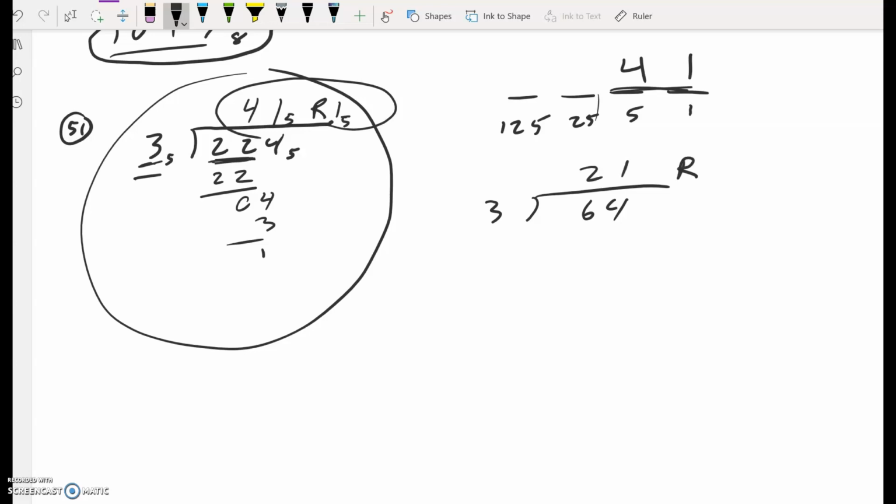And 1 is 1. So if we turn all these numbers into base 10 numbers, we get 3 into 64 goes 21 times remainder 1. That's a check. So that's kind of proof that we've done this correctly.